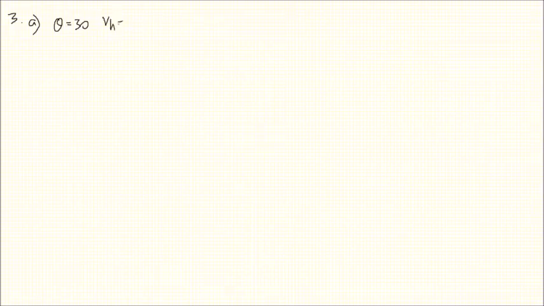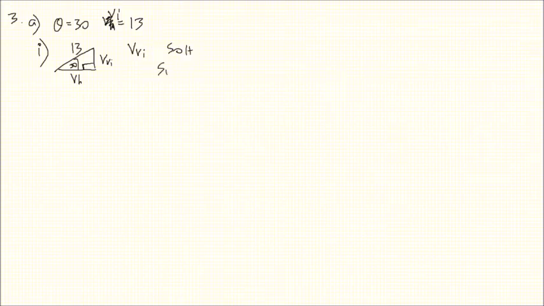we can draw our triangle, or we can just remember the formulas, if you like. I am going to draw the triangle, there we go. So we've got our angle in the corner there, theta, and we've got VVI on the vertical and VH on the horizontal, and 13 on the hypotenuse.